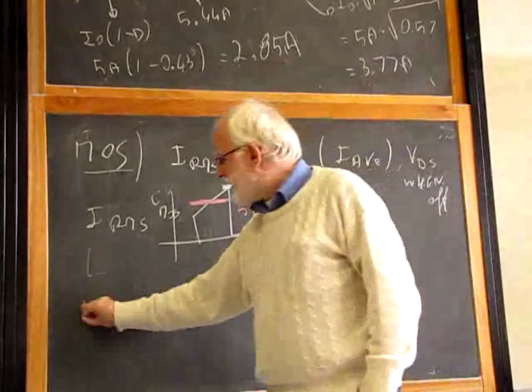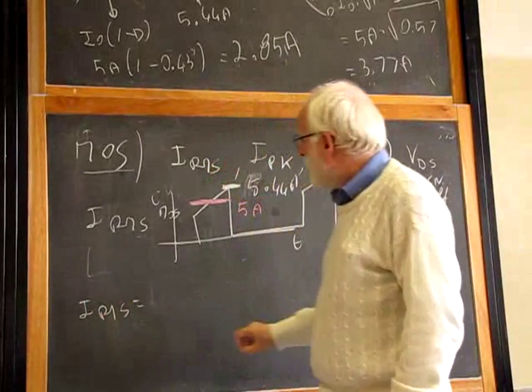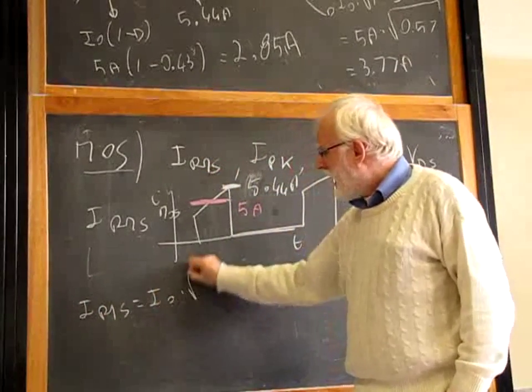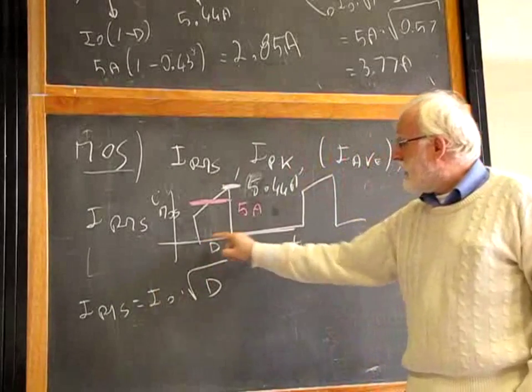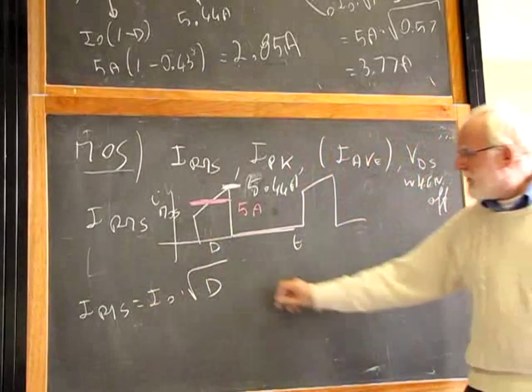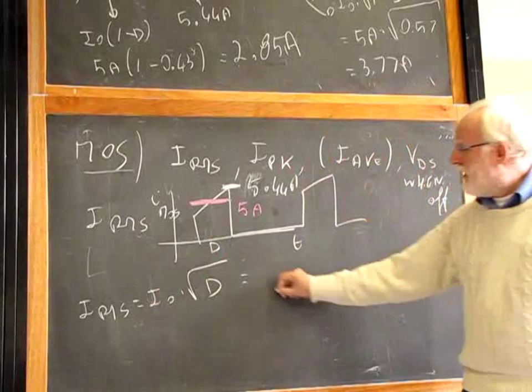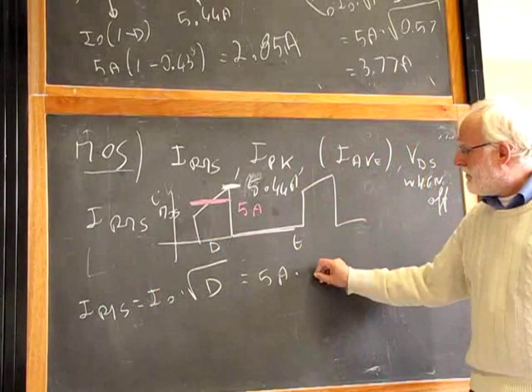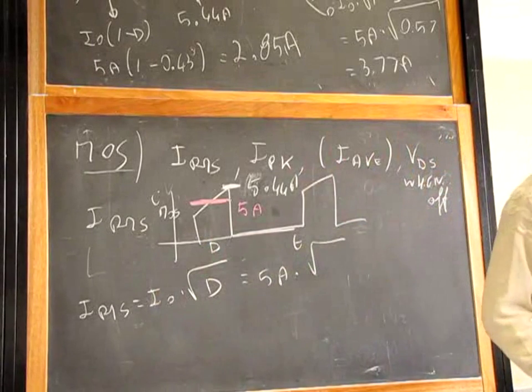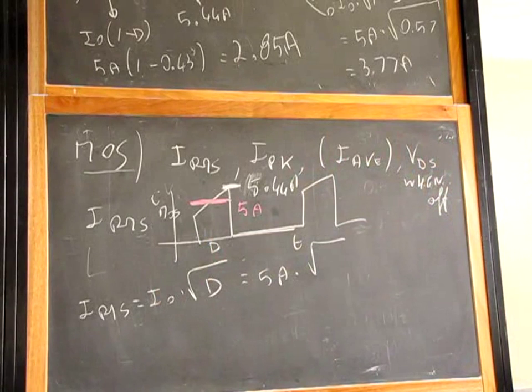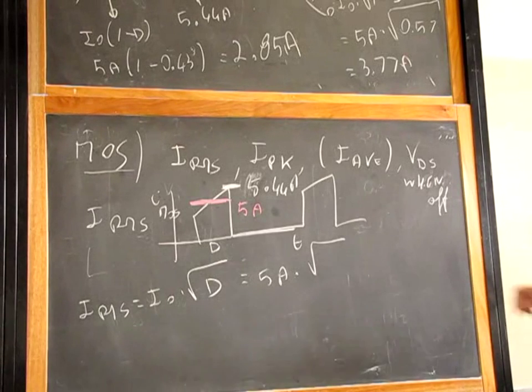So IRMS, if we use the flat top approximation, equals I naught times square root of D, because this duration, this length, is D. Equals 5 amps times square root of 0.6. The minimum or maximum duty cycle will decide. I want to find the maximum stress, so I need to use the maximum duty cycle to decide. Oh, I don't know the maximum duty cycle, I didn't find it yet.